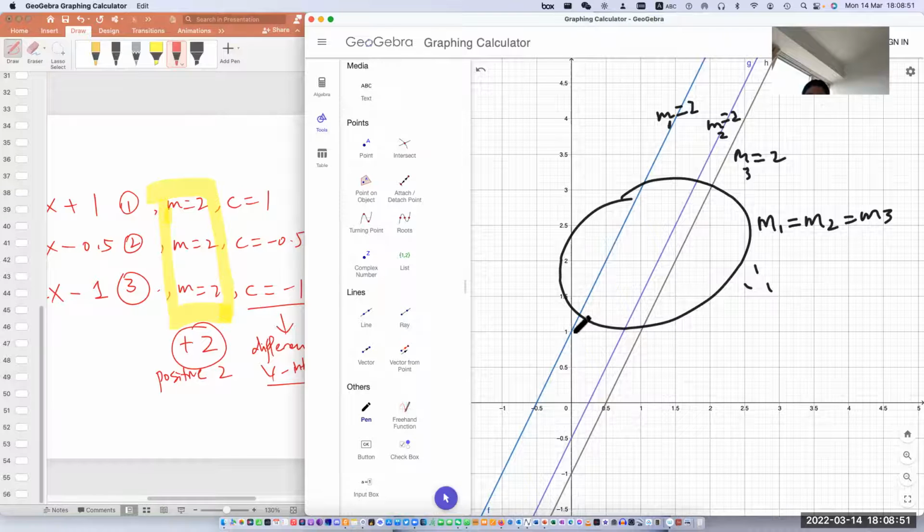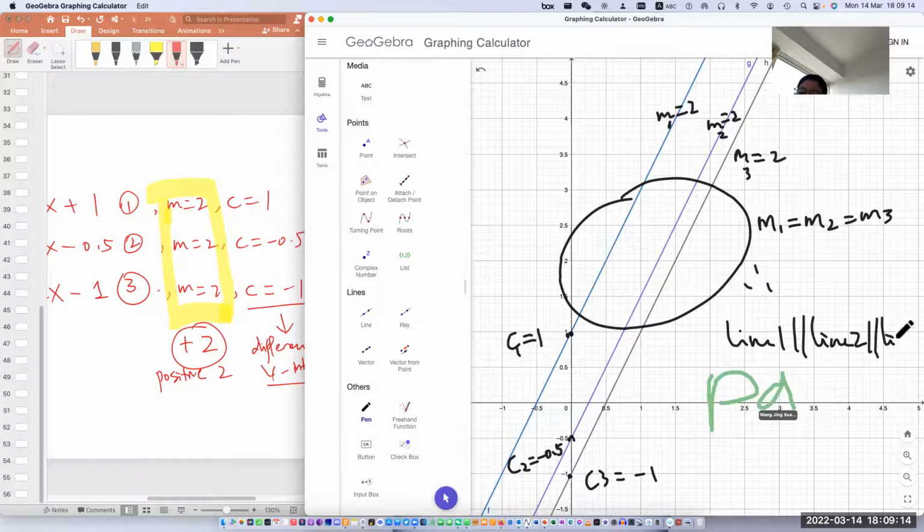I think you can read their y-intercept. This one, C1, is 1. Then this one, C2, is negative 0.5. Then this is C3, negative 1. So what's the conclusion? Line 1 parallel to line 2 parallel to line 3. Yes. That's the first conclusion. First only. What's the second conclusion?